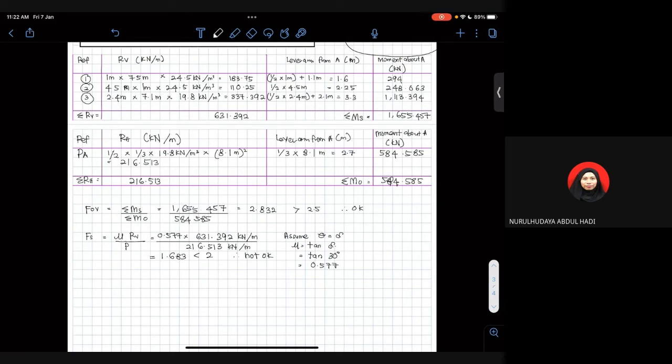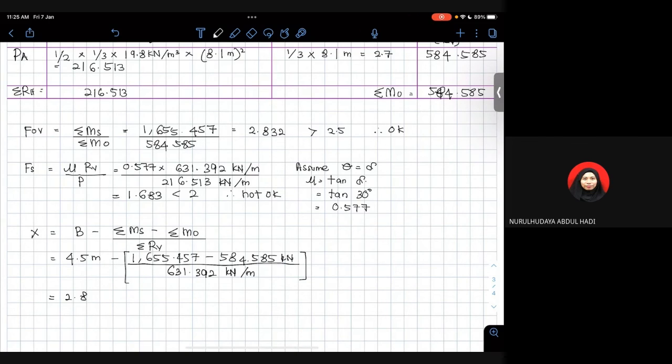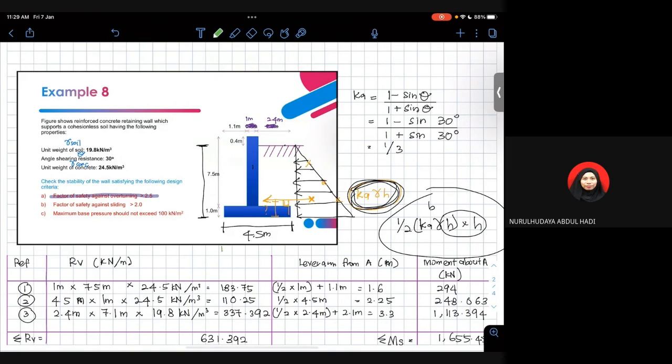Nak dapatkan ground bearing pressure, kita ada dua formula yang kita tak tahu which ones that we have to use. Therefore, kita kena cari dulu value of X, which is position of ground reaction. B is 4.5, semua ni berapa jarak ni? 2.804 meter from B. Retaining wall, width dia adalah 4.5. Jadi you kena bagi 3 lah. 1, 2, 3.